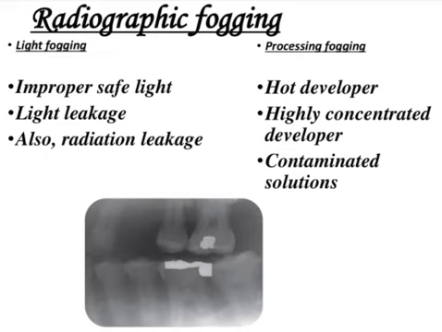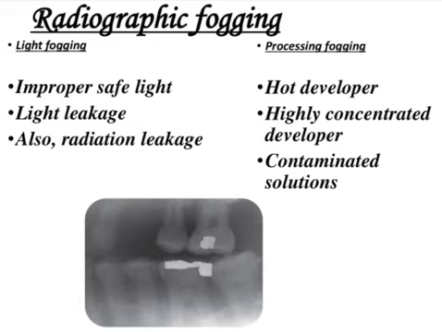So we are concerned more about the light fogging, but we have to know what the processing fogging is that we can encounter. One cause is hot solutions, mainly the developer, or a higher concentration of developer, that means it is less diluted. Or it can be because the developer solution has been contaminated. You had poured the developing solution in the container where you usually pour the fixing solution. In such cases you can get processing fogging.